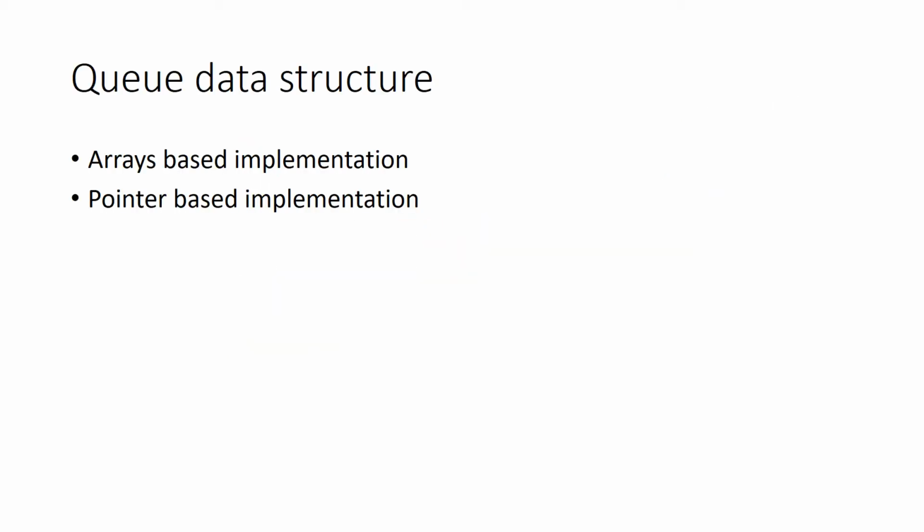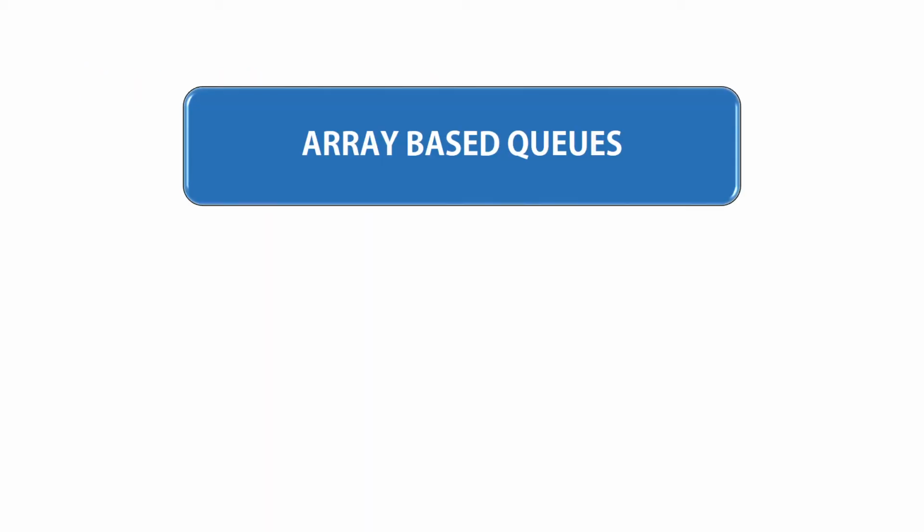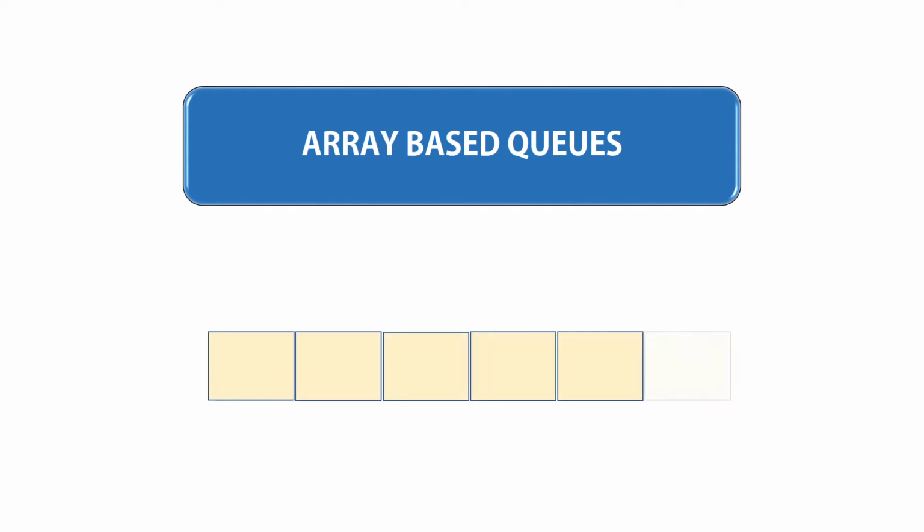In terms of data structures, queues can be implemented in two approaches. First is array-based implementation, the other is pointer-based implementation. Let us try to understand array-based queues.